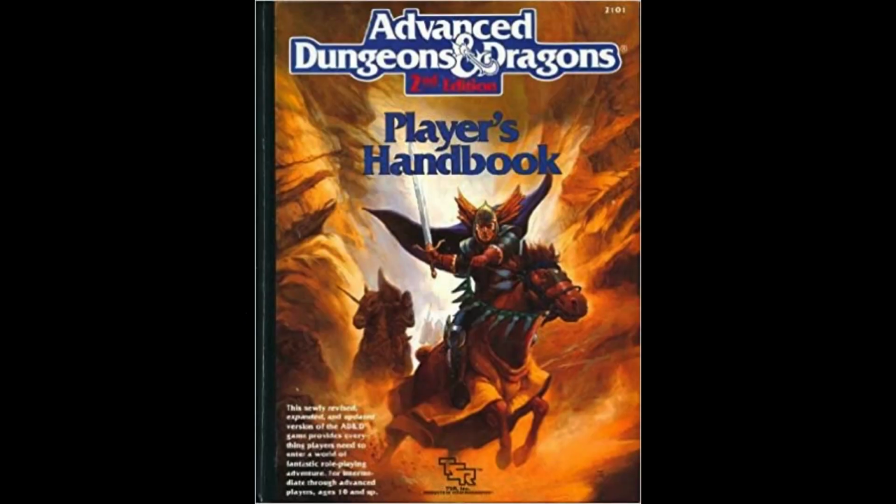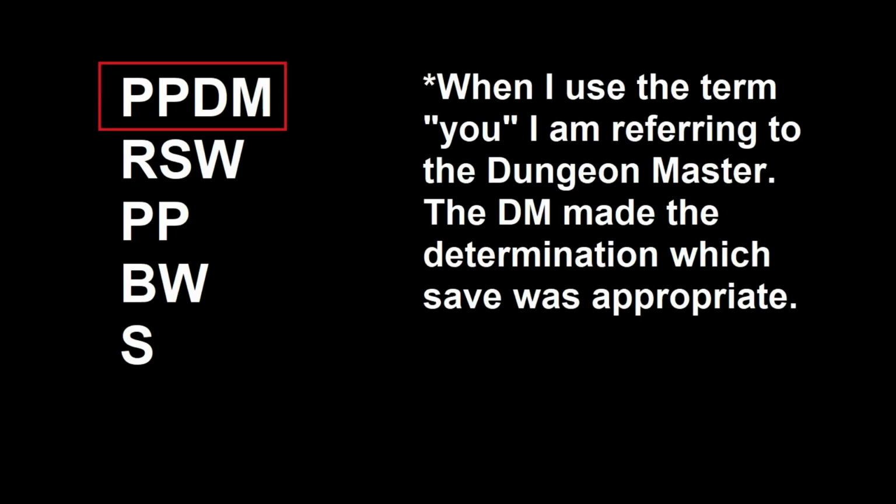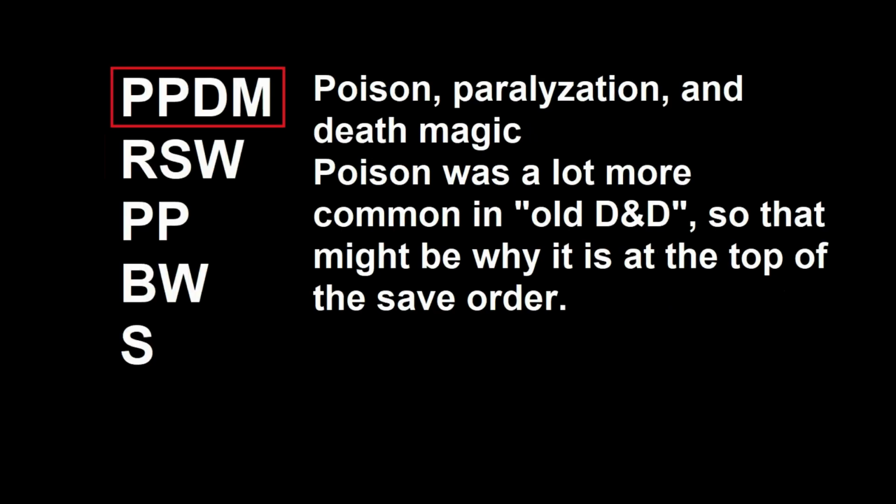We will look at saving throws in 2nd edition specifically, since that is the edition with which I am most familiar. There were 5 saving throws, listed in order of priority. If the first category didn't apply, then you would move to the second, and so on. The first one was poison, paralyzation, and death magic, which meant poisons of all kinds, any source of paralyzation, or stuff that is save or die.